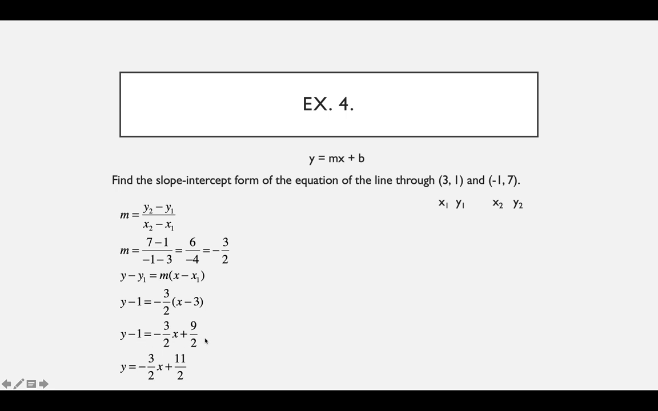All right, now we need to add 1 to both sides, so we'll think of 1 as 2/2. 9/2 plus 2/2 is 11/2. And so if we were asked for the slope and the y-intercept, our slope is -3/2 and our y-intercept is (0, 11/2). And so we are in the form we want to be in.